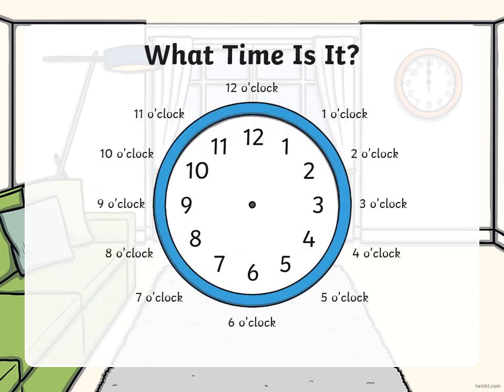When it is 7 o'clock, the hour hand will be pointing at the 7 and the minute hand at the 12. When it is 8 o'clock, the hour hand points at the 8, the minute hand at the 12. 9 o'clock, the hour hand at the 9, the minute hand at the 12. 10 o'clock, the hour hand points to 10, the minute hand points to 12. 11 o'clock, the hour hand points to 11 and the minute hand points to 12. So at o'clock, the minute hand always points to 12. The hour hand points at the hour that it is.